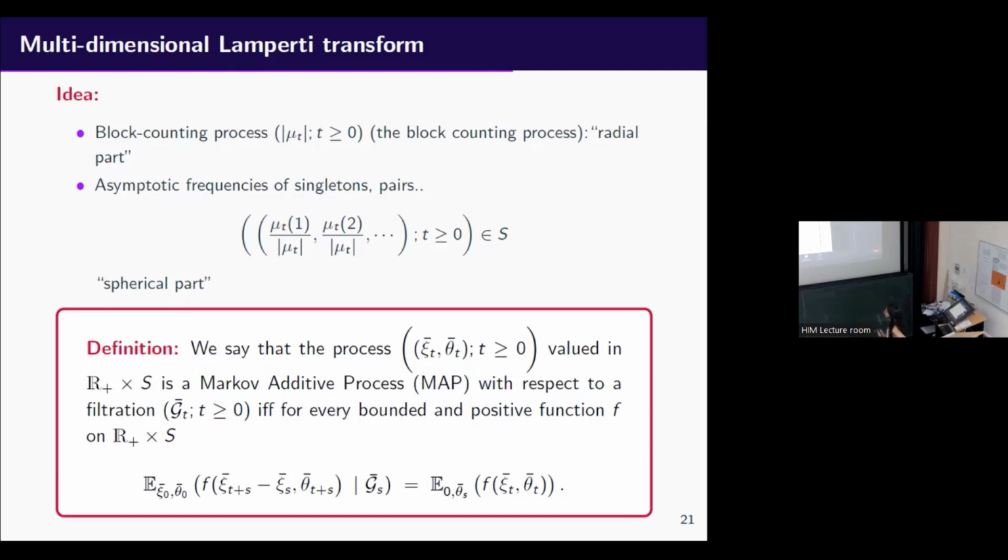Markov additive process. So here is the definition of what it is.